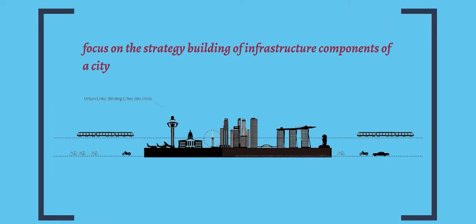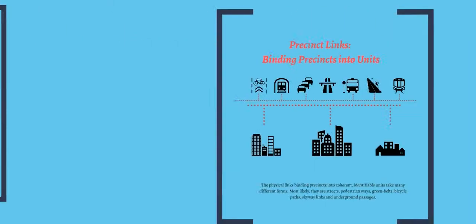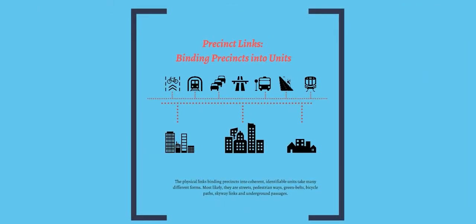Focus on the strategy building of infrastructure components of a city. Precinct links, binding precincts into units. The physical links binding precincts into coherent, identifiable units take many different forms. Most likely, there are streets, pedestrian ways, green belt, bicycle paths, skyway links, and underground passages.